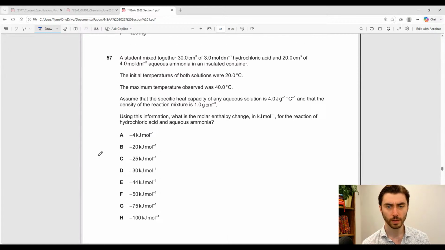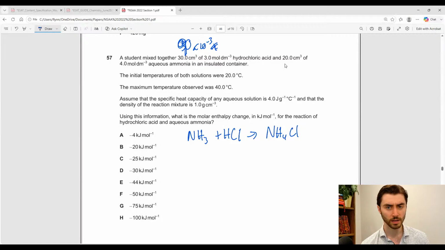57. So 30 times 10 to the minus 3 times 3 is, so that many moles of hydrochloric acid. So ammonia, so NH3 is a base plus HCl. It's going to go to ammonium chloride. So this is 80 times 10 to the minus 3 moles.